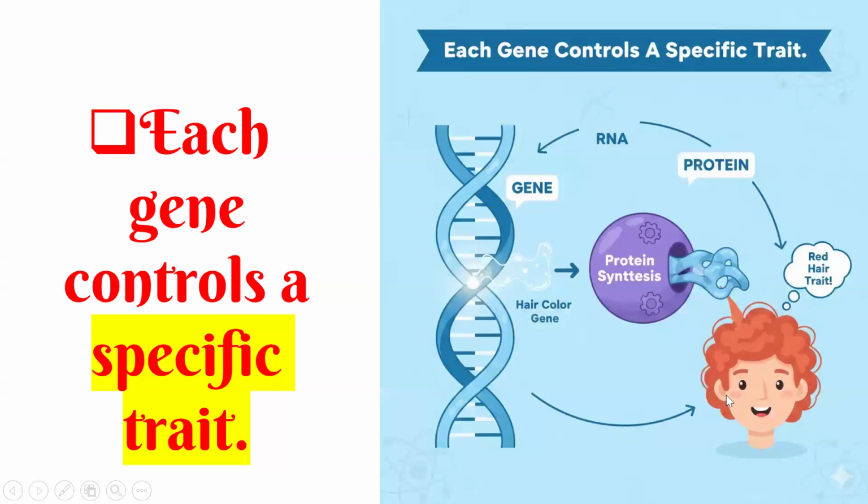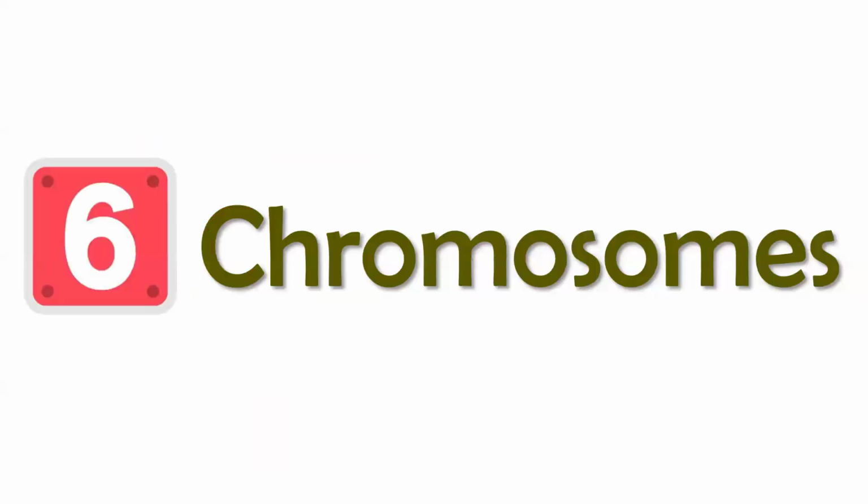For example, in this image, the red hair trait is controlled by a hair color gene. So different colors of hair, different eye colors, different blood groups, all these traits are controlled by specific genes. Now next, chromosome. So we studied heredity, trait, gene.